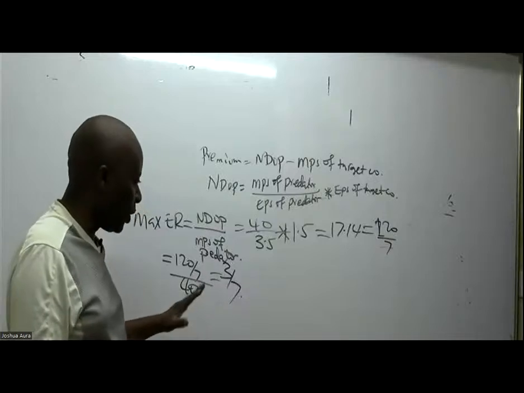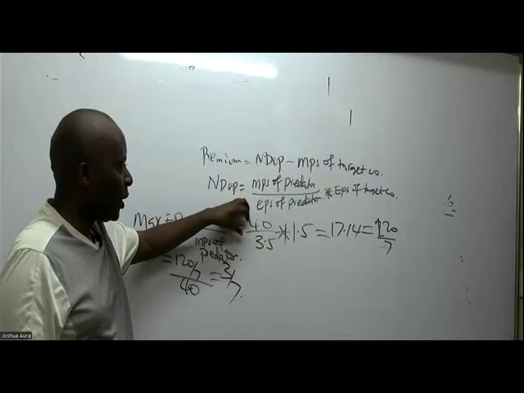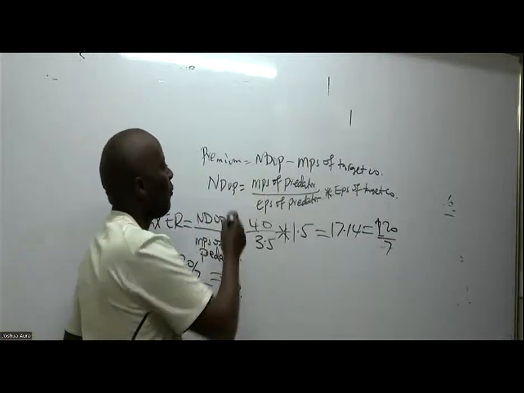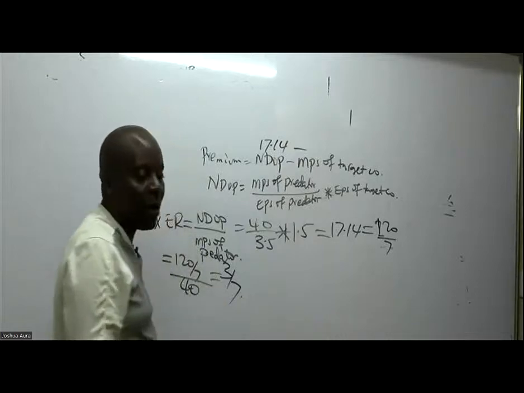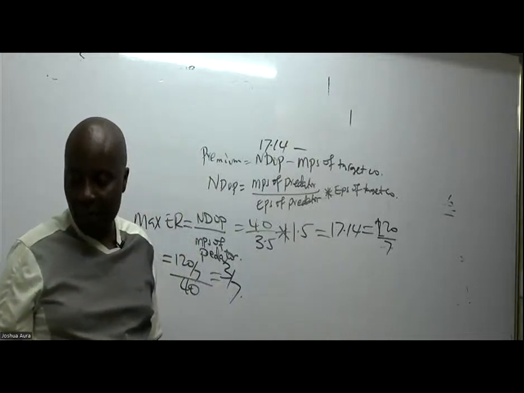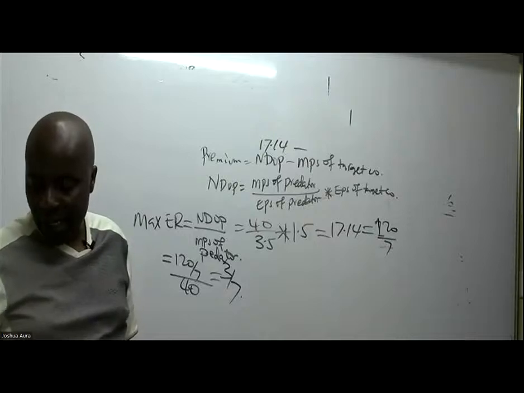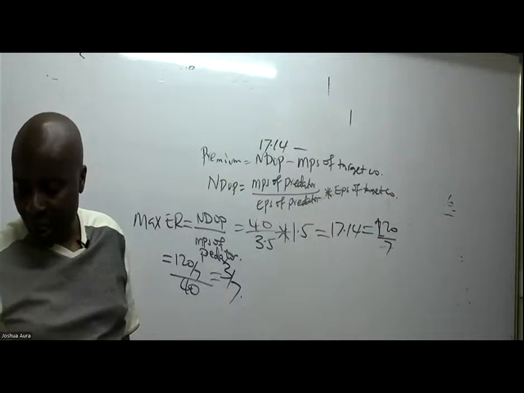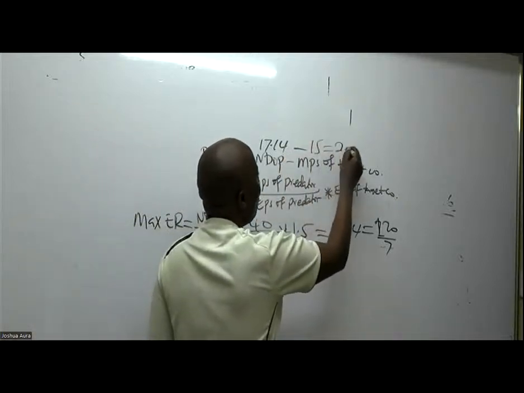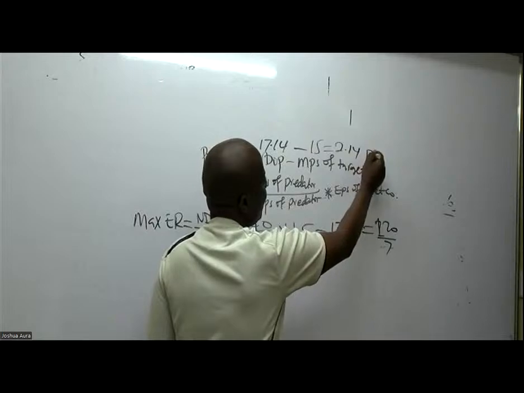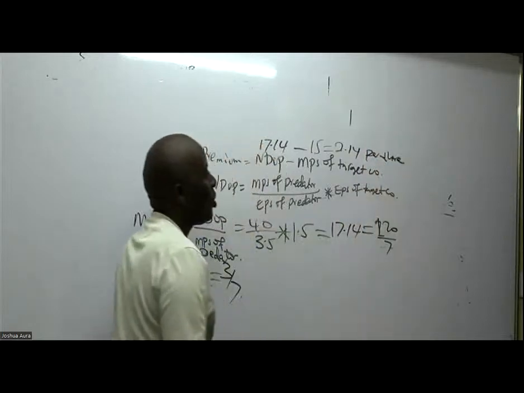But you don't want to go this way. This is what we wanted to do. We wanted to get the premium, which is the DOP, 17.14, minus the MPS of the targeted company, which is 15. So this gives me 2.14. But remember, this is per share. How about the total?